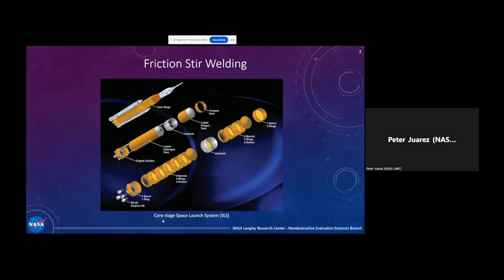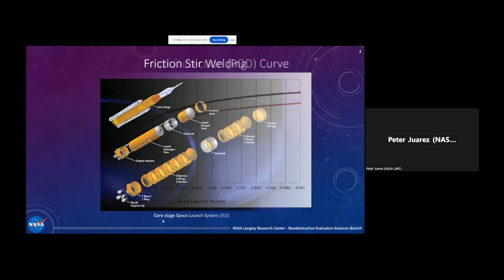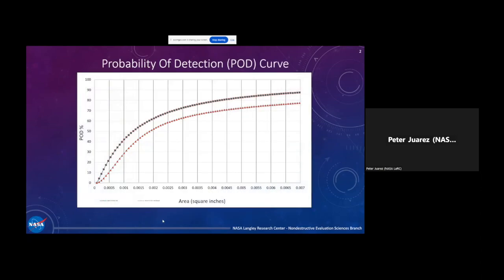everything's friction stir welded. We need to inspect all of these. Most applications in aerospace, especially with welds, are 100% inspected to make sure that they were created correctly. Star mentioned this in the previous talk. And the way to qualify those inspections is with a probability of detection study.